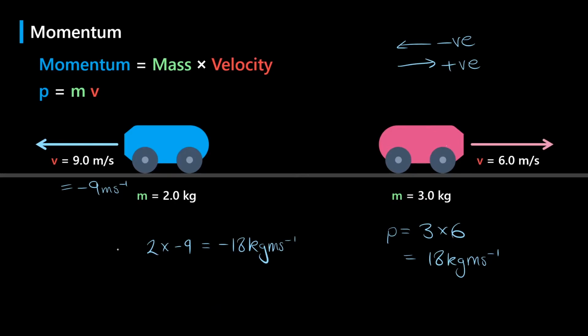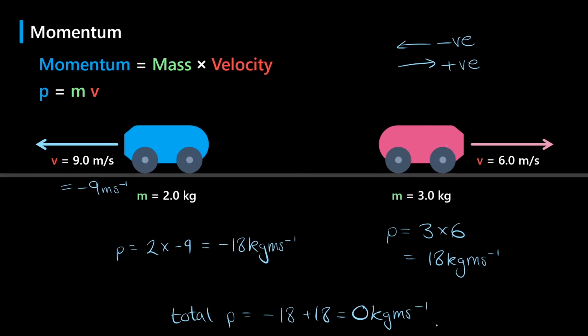Overall, to get the momentum, we just sum these values. So we get that the overall momentum is minus 18 add 18, which is 0. So there's no overall momentum.